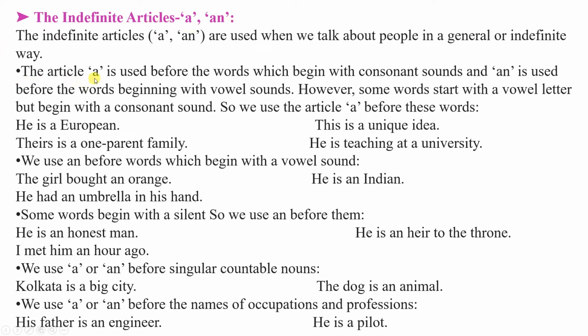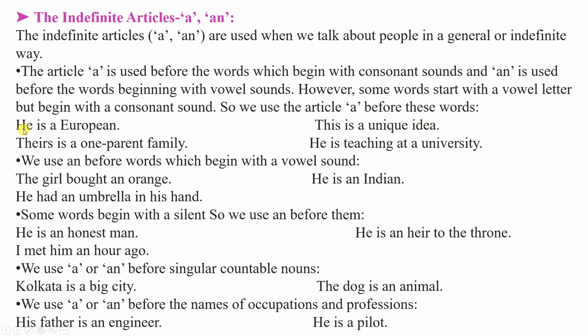The article a is used before the word which begins with a consonant sound, and an is used before the word beginning with a vowel sound. Okay. Now let us take examples, but some exceptions are also there. However, some words start with a vowel letter but begin with a consonant sound. So, we use the article a before these words.